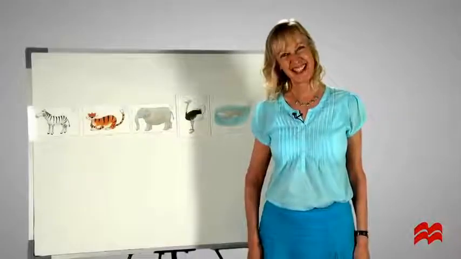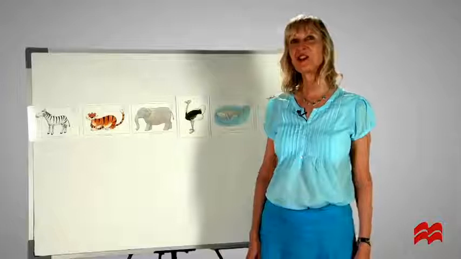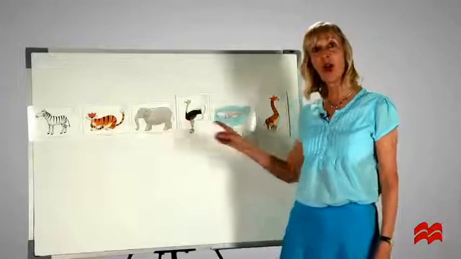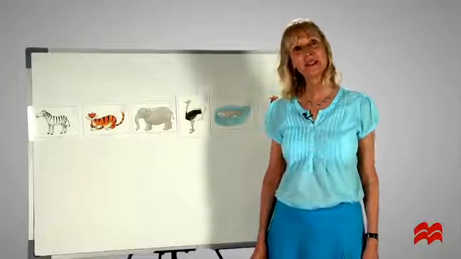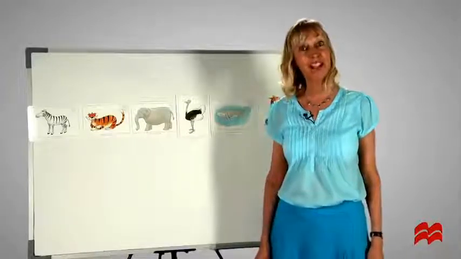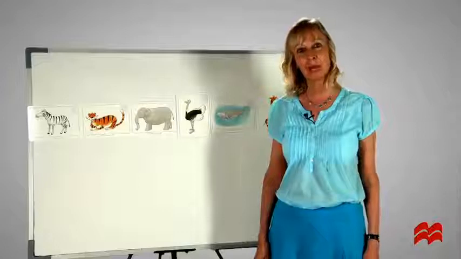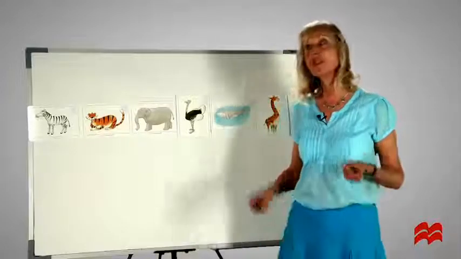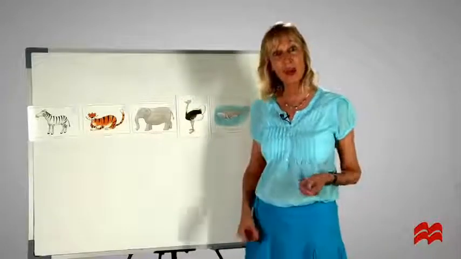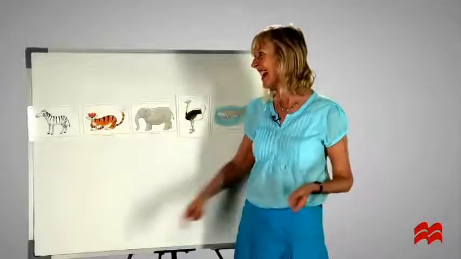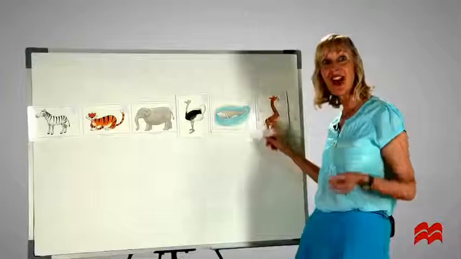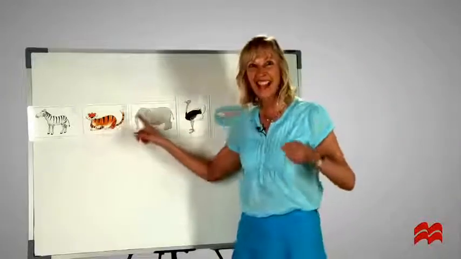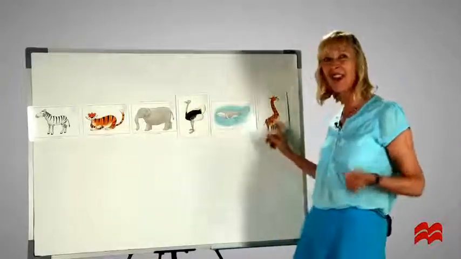Play Magic Eyes. Stick the flashcards that you're going to use in a row on the board. Six is a good number to use, as this is within the number that children can retain in their short-term memory. Get the children to repeat the words with you in a rhythmic way. So, zebra, tiger, elephant, ostrich, whale, giraffe. And zebra, tiger, elephant, ostrich, whale, giraffe.